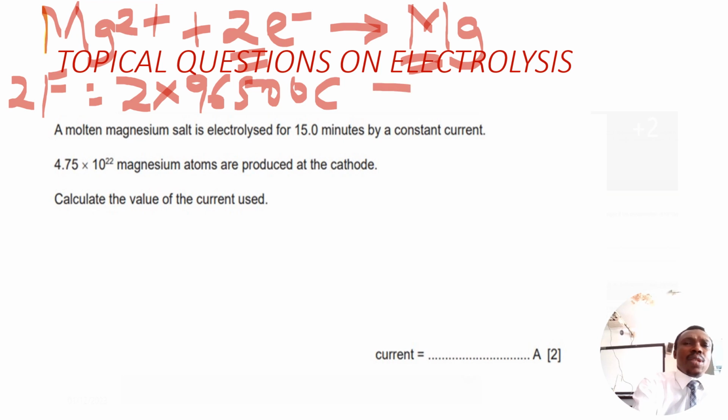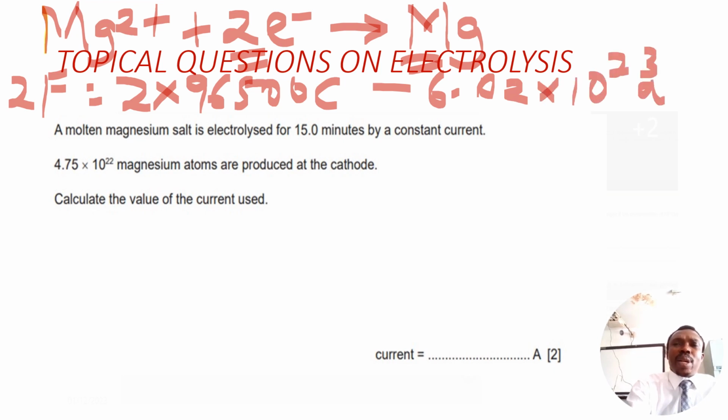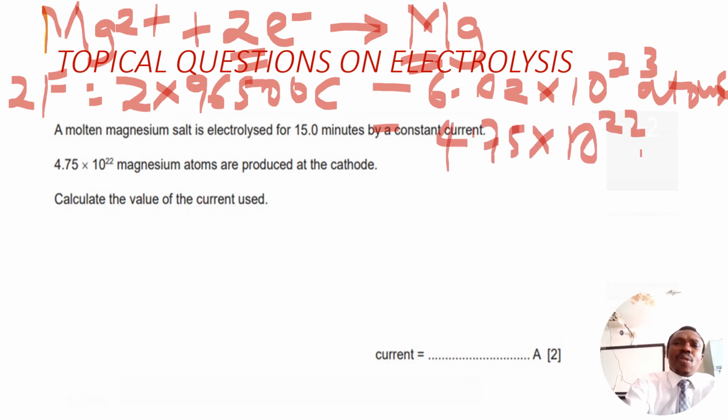96,500 coulombs is required to discharge 1 mole of magnesium atoms, which is 6.02 times 10 raised to the power 23 atoms of magnesium. So 2 times 96,500 coulombs, which is 2 faradays, is required to discharge 6.02 times 10 to the 23 atoms of magnesium. Therefore, if 2 faradays is required to discharge 6.02 times 10 to the 23 atoms of magnesium, then 4.75 times 10 raised to the power 22 atoms of magnesium will require what quantity of electricity?